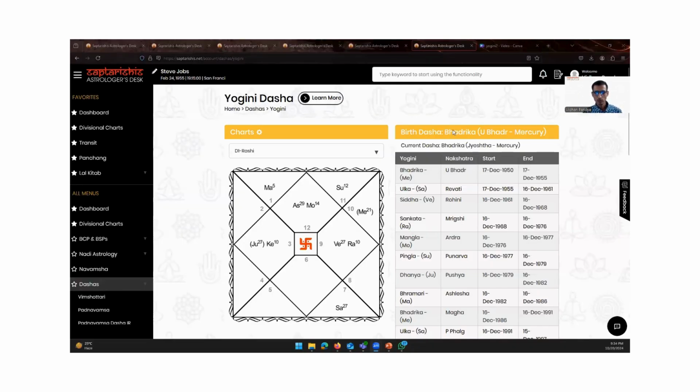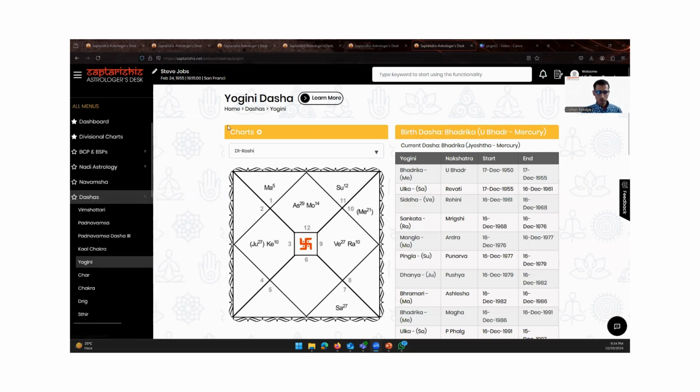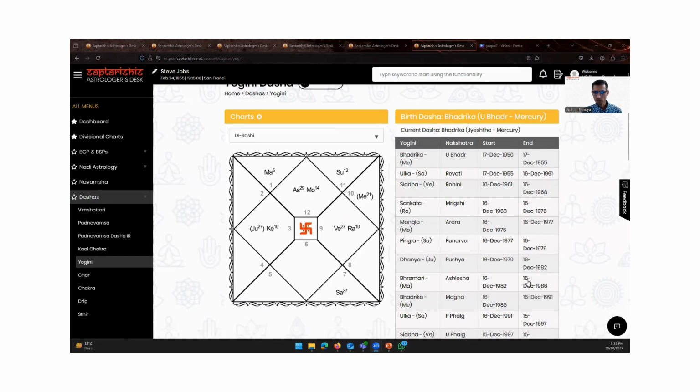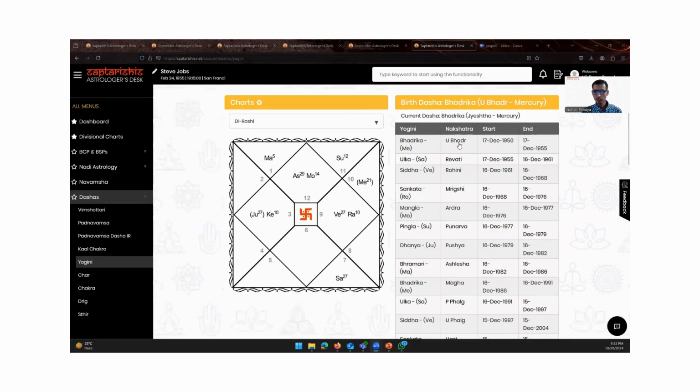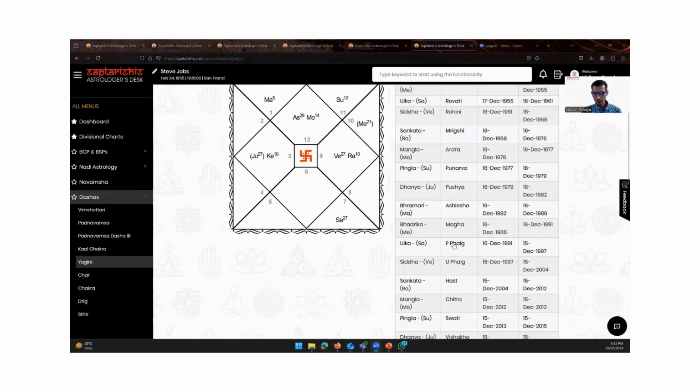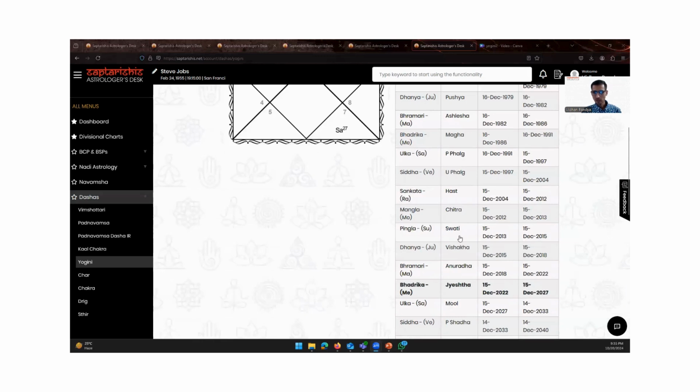Now let's talk about where to find the nakshatras corresponding to each yogini. Here, as we come on to the Yogini Dasha page, which you will find under Dashas, and once you click on Yogini, on this page you will find a table on the right hand side. On this table you will find the names of different yoginis and the nakshatras corresponding to that particular yogini for this person. Likewise for each dasha you can find the nakshatras, and this nakshatra lord is what you need to remember and then use in the predictions.